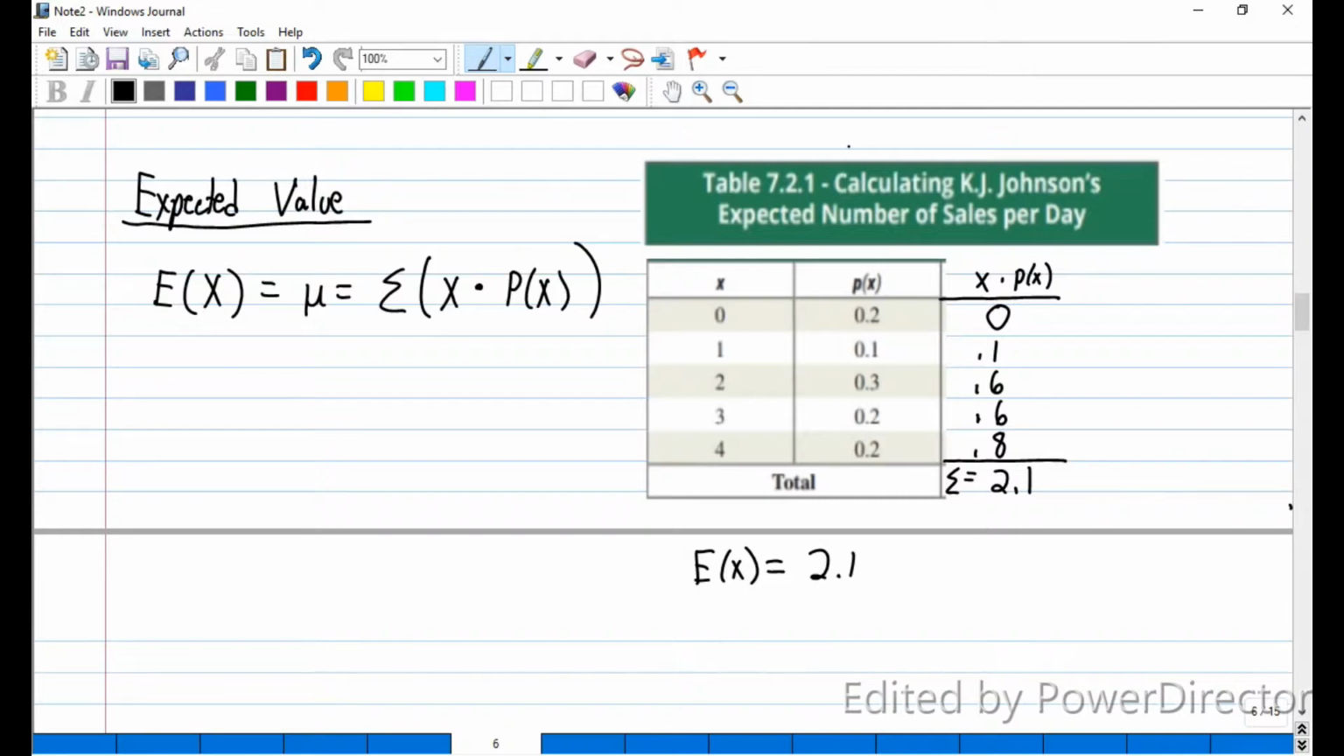Now that was pretty easy to figure out because the numbers worked out nicely. There is a way to figure out this mean. If you have technology, you can just type this in as a list, and then do the one variable statistics, and the mean that you get is the mean. If you have a TI calculator, you can type it in that way and do that. But that's not very hard. It's just the sum of x times p of x. Now what's difficult is whenever you don't have all this information and you have to figure some of it out. That can be a little difficult.